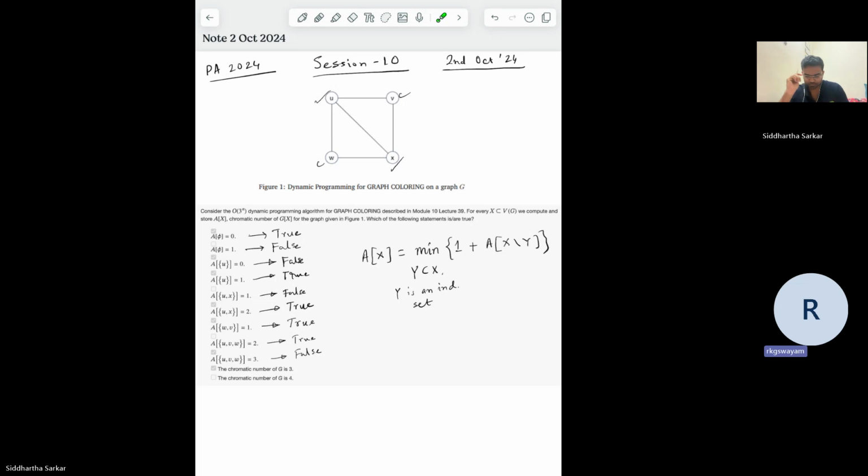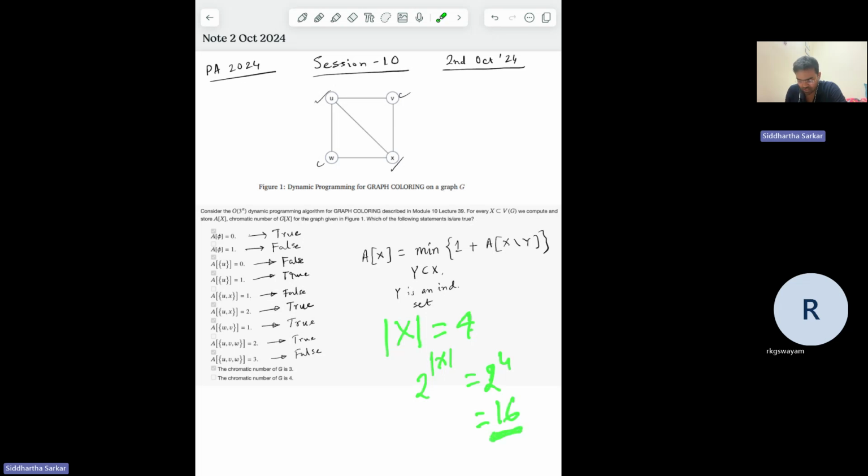Yes. So can we say anything about the number of independent sets of a subgraph? For example, if X has 4 vertices, then there are 2 to the power mod X, that is 2 to the power 4, that is 16 possible subsets of X. And for all such subsets, you have to check whether you can consider it to be an independent set. So for X, you may have to consider 2 to the mod X possible subsets of X as candidate independent sets. That is why the running time will become exponential.